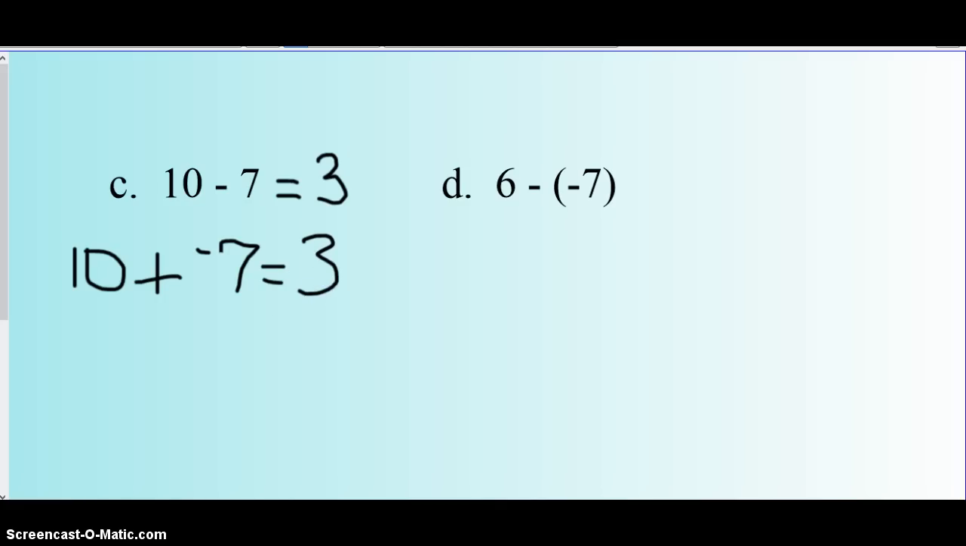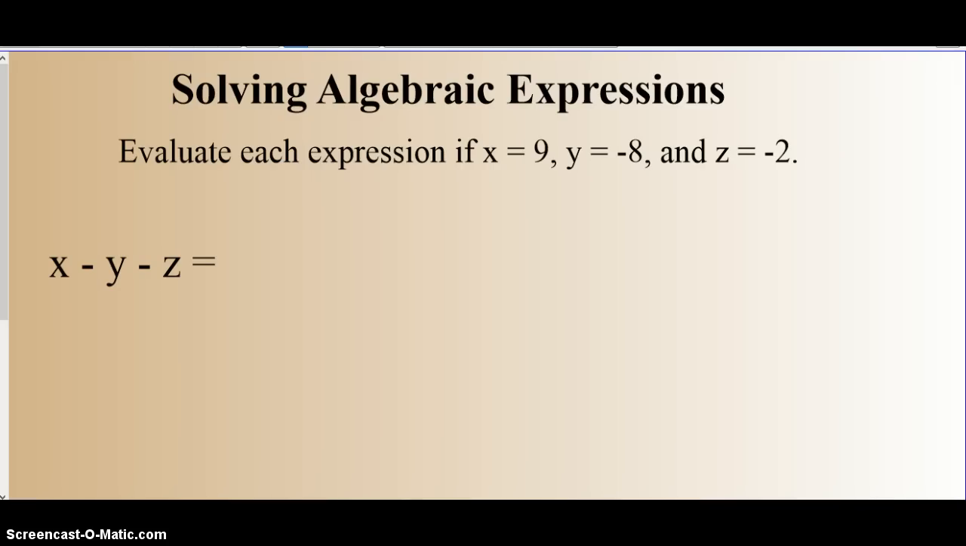Letter D, you've got 6 minus a negative 7. When we think of changing it to adding its opposite, this becomes 6 plus a positive 7. And hopefully you all know 6 plus 7 is 13. So hopefully you were successful on those 2 sample problems.